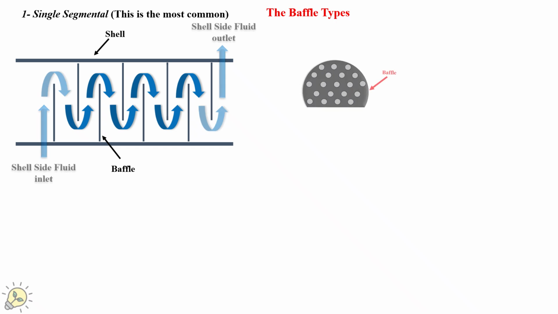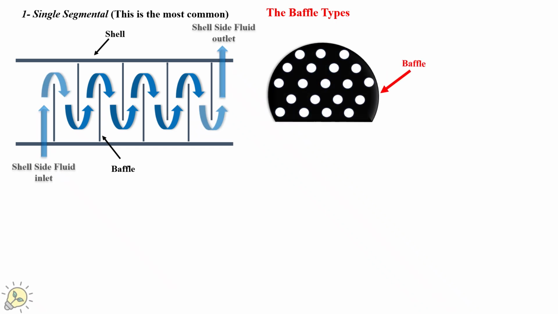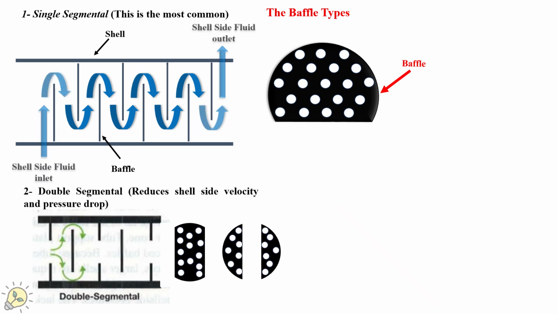And these baffles can be made of a plate with a specified thickness. Of course, these thicknesses of baffles, of the tube sheet and tubes, usually are controlled by the TEMA standard. And these baffles have a circular shape with a cut, and the common cut is around 25% of the inner diameter of the shell. The second type is the double segmental type.